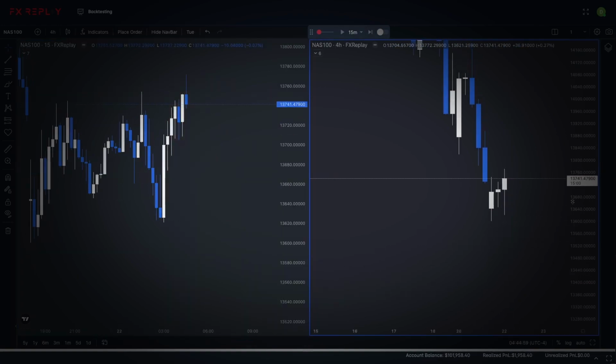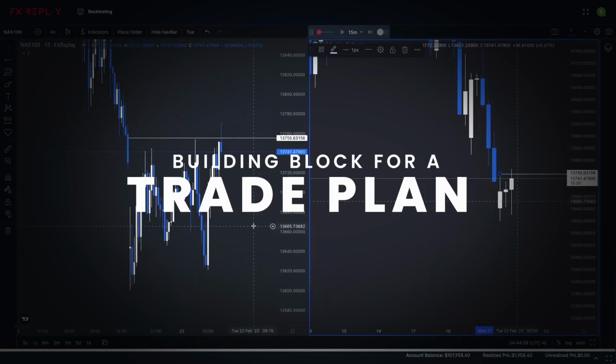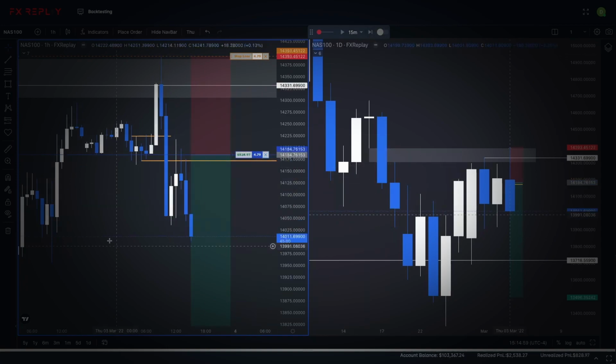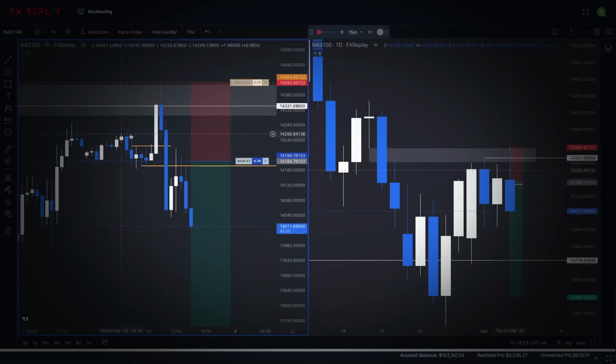I'll share some ideas on how you can use this as a building block to forming a trade plan, or as a confluence for your own unique trade model.